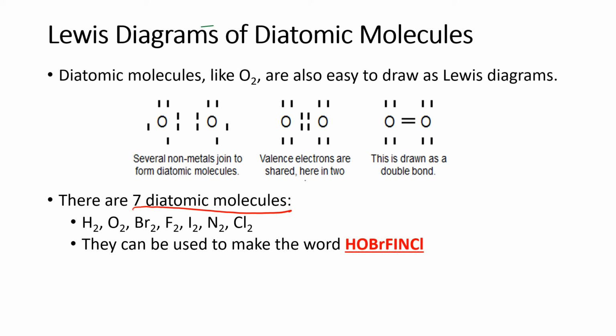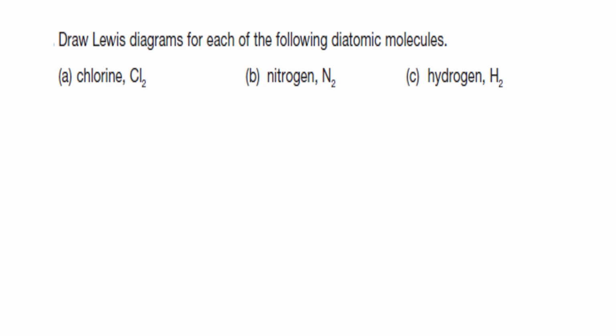There are 7 diatomic molecules. They make up not a real word, but Oberfinkel. It's the only way that you can really pronounce it. So Oberfinkel: hydrogen, oxygen, bromine, fluorine, iodine, nitrogen, and chlorine all form diatomic molecules with themselves. That's how they're stable in nature. So the oxygen that you breathe in, O2, the nitrogen that makes up 80% of our atmosphere, N2, chlorine gas, Cl2.